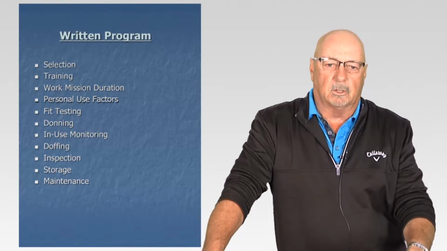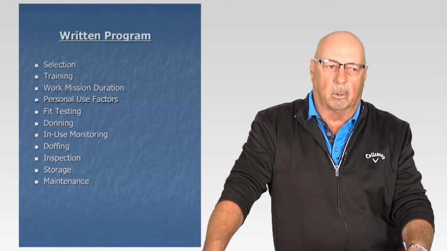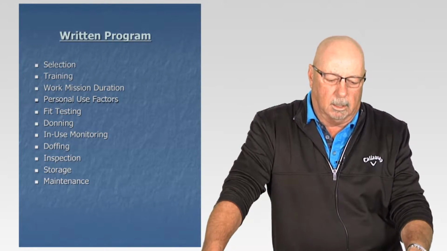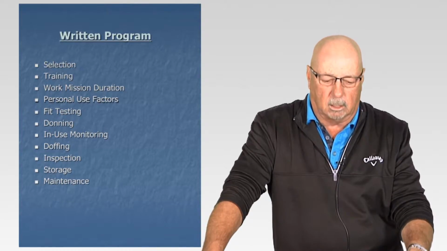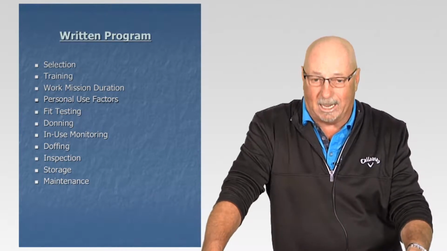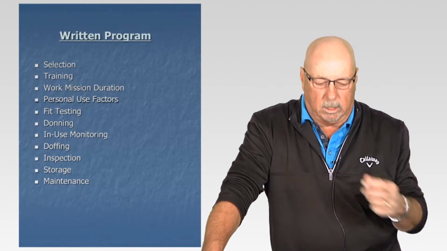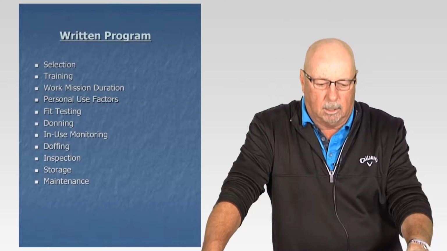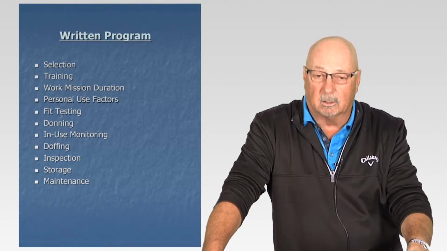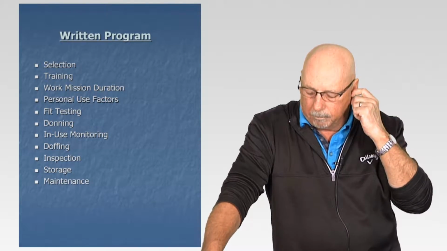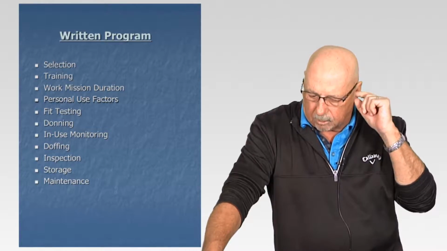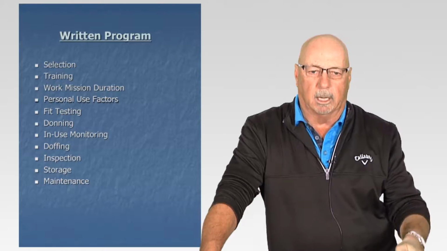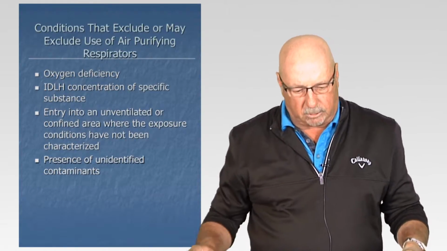And then you'll have a section in your written program that talks about storage of it, how you'll store it in a sanitary condition, in a sanitary location where it's not going to be physically damaged or contaminated. And then finally, what to do with respect to maintenance of the respirator. If you do find that the respirator is missing some parts or you need replacement cartridges or any of those types of things, then that information on how you go about doing that is covered in your maintenance section of your respirator program.